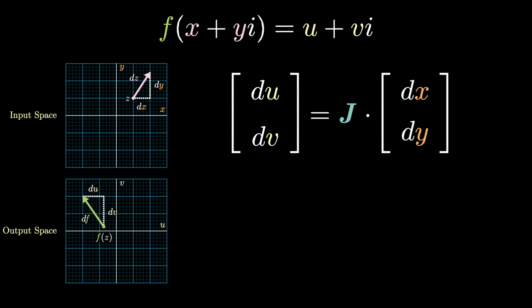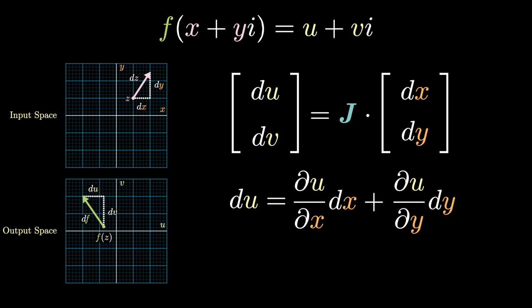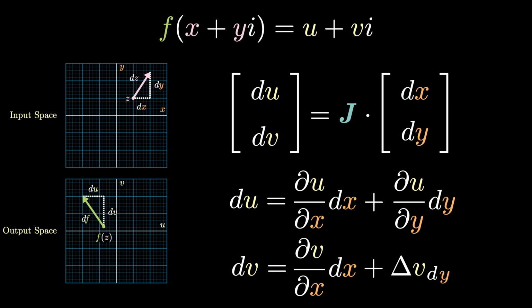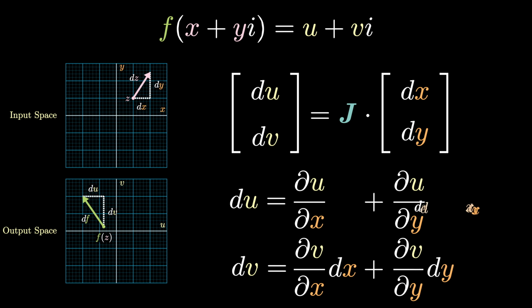Let's focus on the change du. We can write this out as a change in u from dx plus the change in u from dy. This makes sense. The change in u comes from two parts, a change in x and a change in y. Given that these are both differentials, we can write this out as the derivative of u with respect to x times dx plus the derivative of u with respect to y times dy. This is the exact same thing as df is equal to f prime of z dz. We're just using partial derivatives to set a variable constant when we take each derivative. The same thing applies for dv, but now we're taking the derivative of v instead of u. If I write out both the equations, well, this looks like a matrix multiplication.